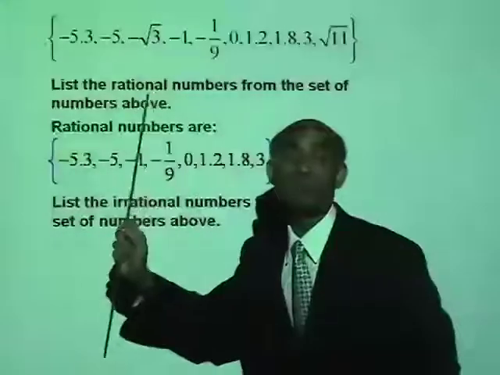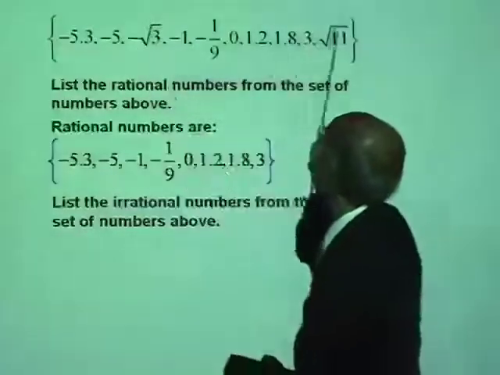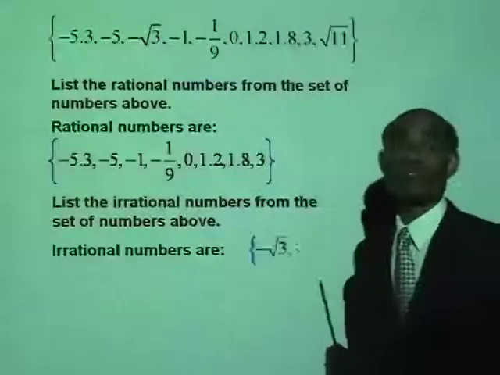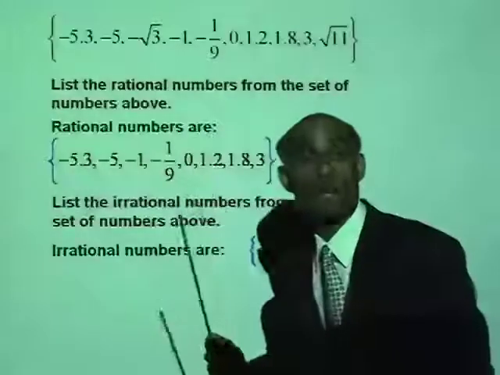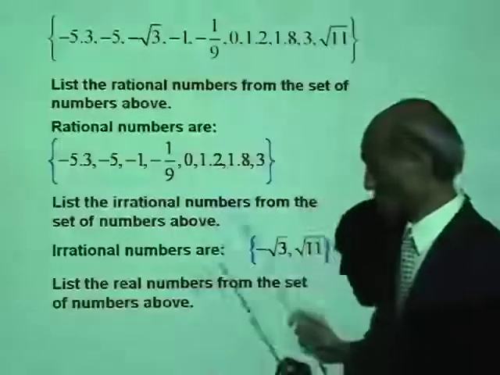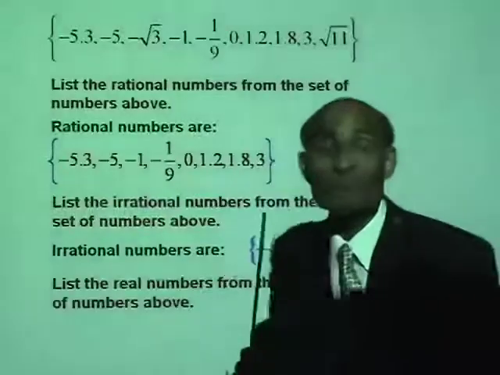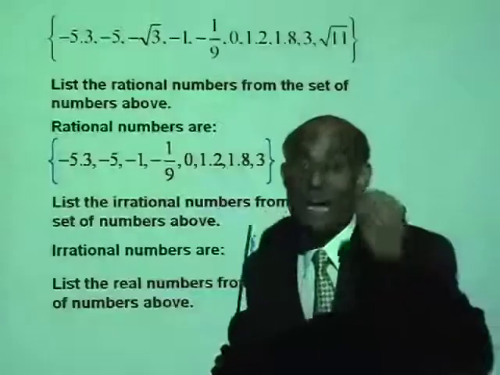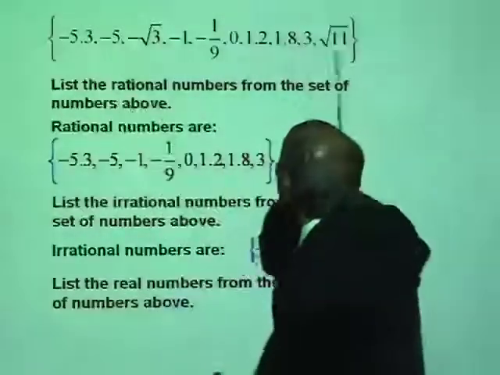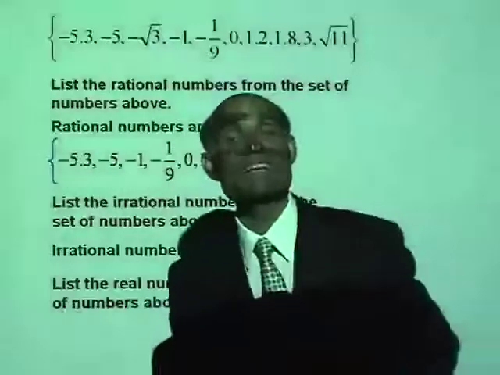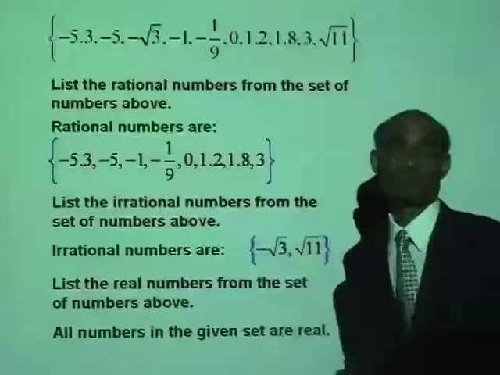Well, obviously, numbers in the square root will be irrational. Negative square root of 3 and square root of 11 are irrational numbers. Now, you must be able to do an exercise like this. Okay, now tell me, list the real numbers in this set. I told you earlier, if you can write down a number, that number will be real. That means all these numbers, rational as well as irrational, form part of the set of real numbers. Okay?